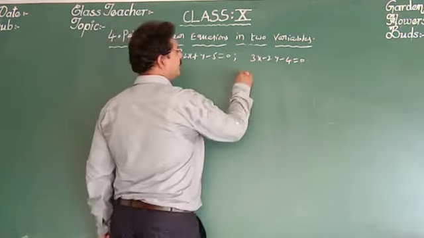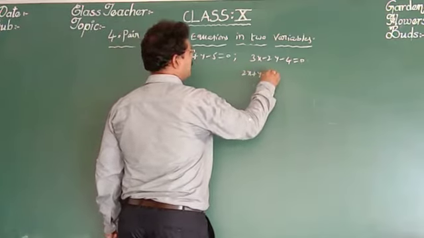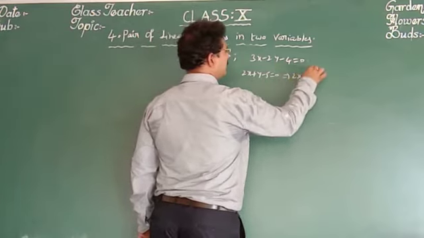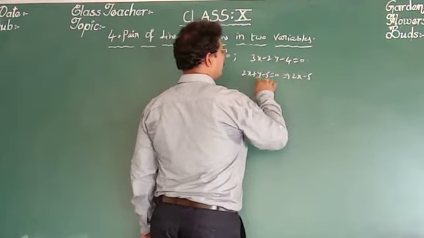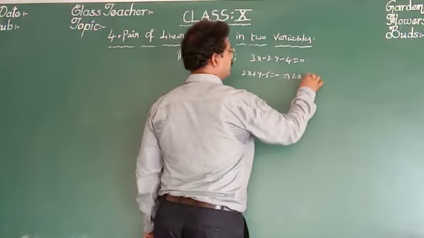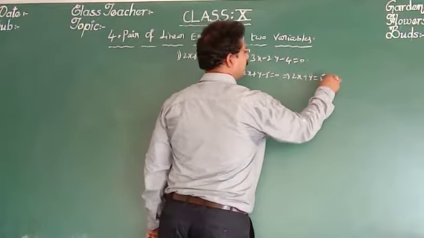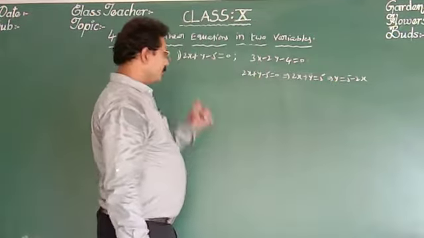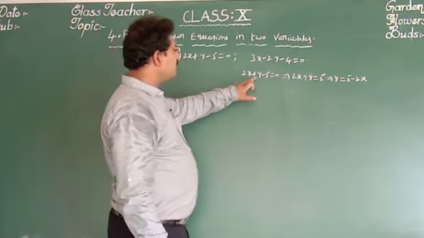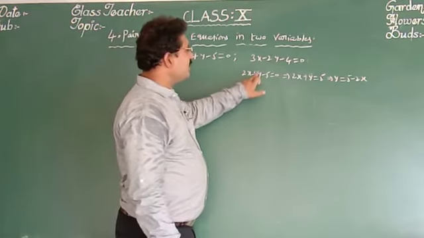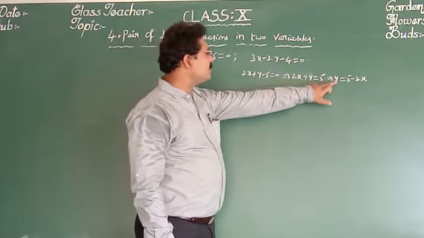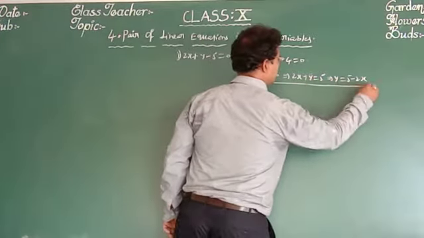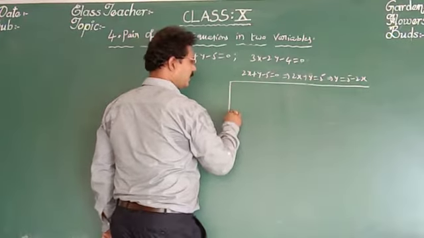What is the first table? 2x + y - 5 = 0. Here only you change. That implies 2x + y = 5, which implies y = 5 - 2x. Now let us draw the table first. This is table 1.